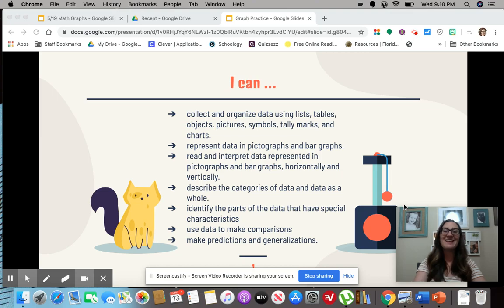Hey guys! Hopefully you've been learning a lot this week from all the second grade teachers on bar graphs and pictographs. Your teachers have been collecting data, making pictographs and bar graphs. You guys have been reading and interpreting those bar graphs. And I have a couple practice questions for you now. So I'm going to show you some bar graphs and ask you some questions. And take your time, see if you can get all these questions right to show what you know about bar graphs. Here we go.